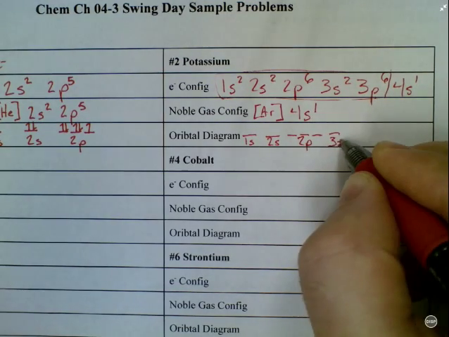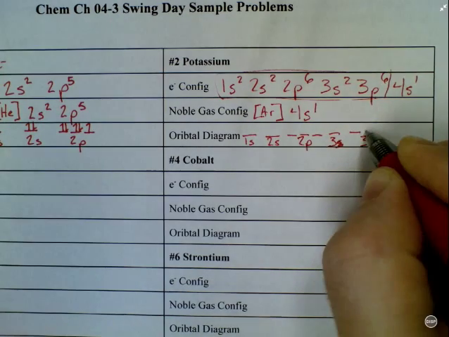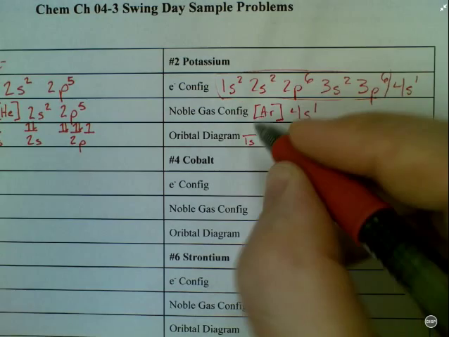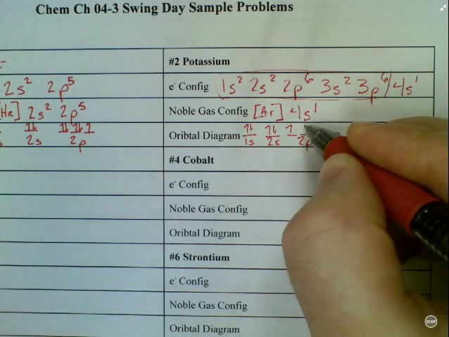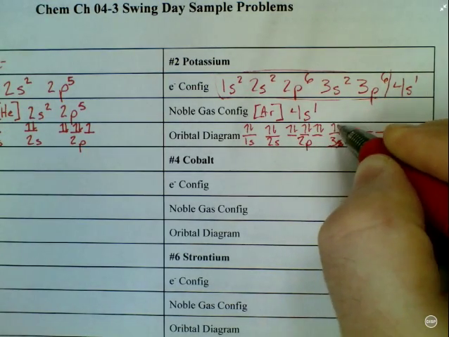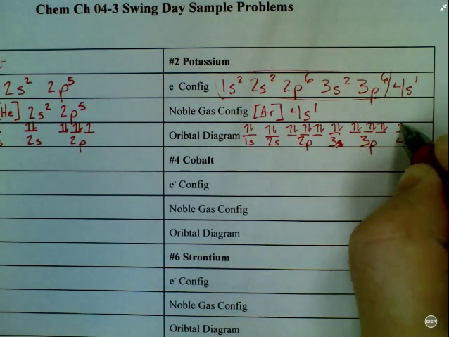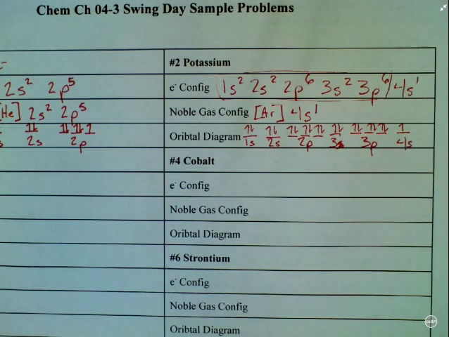3s. Oh, that's s. 3p, 1, 2, 3 suborbitals. And then 4s. Now let's throw in them arrows. Arrowed. Bam. And that, ladies and gentlemen, is potassium. Represented very well.